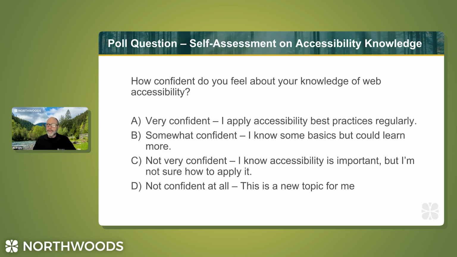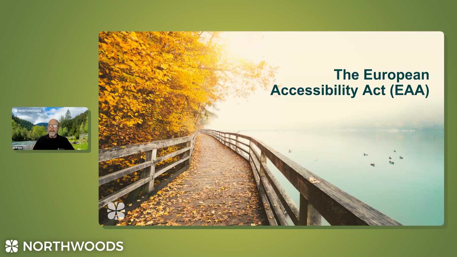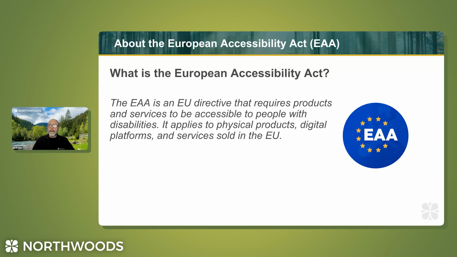Before we continue, I'd like to say a few words about the European Accessibility Act. So what is the European Accessibility Act? The EAA, or European Accessibility Act, is an EU directive that requires products and services to be accessible to people with disabilities. It applies to physical products, digital platforms, and services sold in the EU.